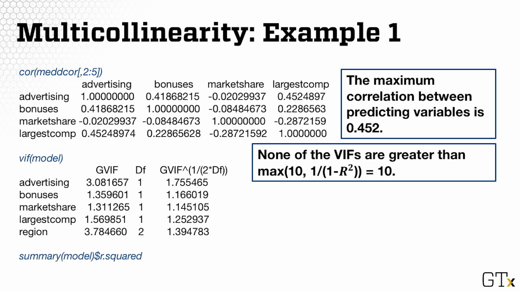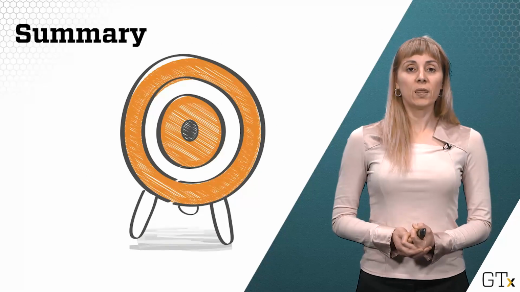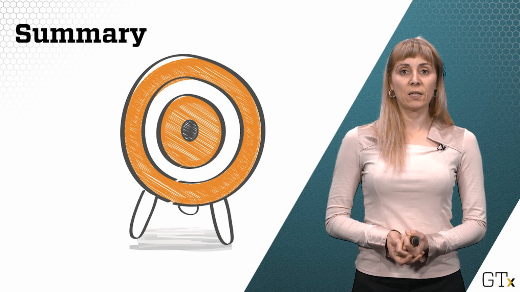If we were interested to obtain the r squared, we can use the summary of the fitted model and specify that we want r squared from this summary. And the coefficient of variation is 0.955, which means that the linear regression model explains 95.5% of the variability in the sales.